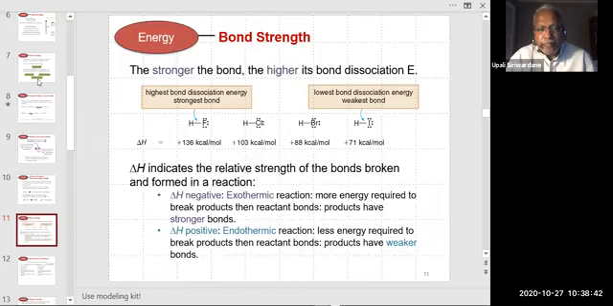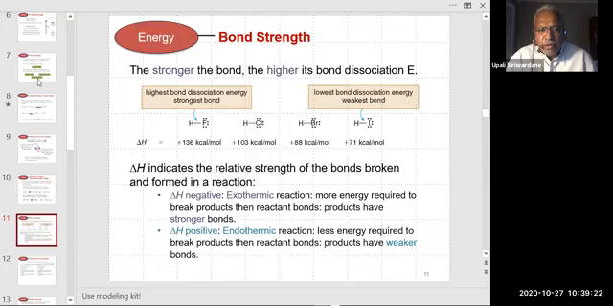So bond energies are not equal. Some bonds have high energy. That means it's difficult to break. Delta H for bond energies shows the relative strength of the bonds broken or formed in the reaction. Delta H negative is an exothermic reaction. That means you compare delta H of bond making and bond breaking during the reaction.